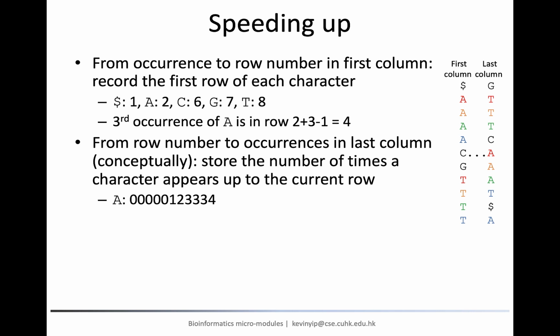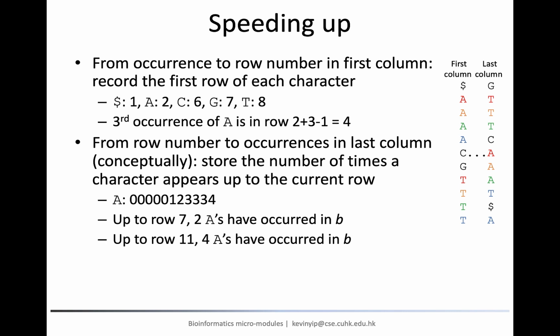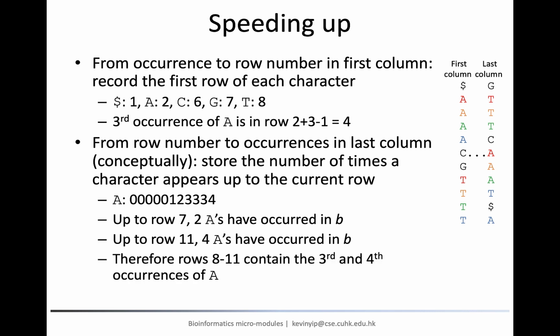Using these numbers, we can easily determine the occurrences of A within a range of rows. For example, if we want to know which occurrences of A's are there in rows 8 to 11, we first notice that before entering this range, in row 7, we have encountered 2 A's. Then at the end of this range, in row 11, we have encountered 4 A's. Combining these two facts, we know that rows 8 to 11 must contain the third and the fourth occurrences of A.